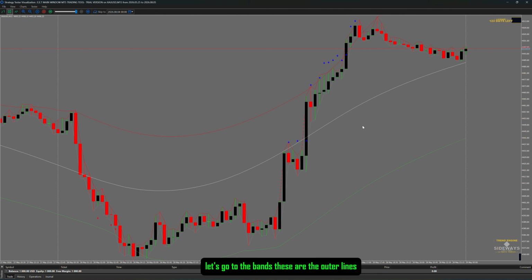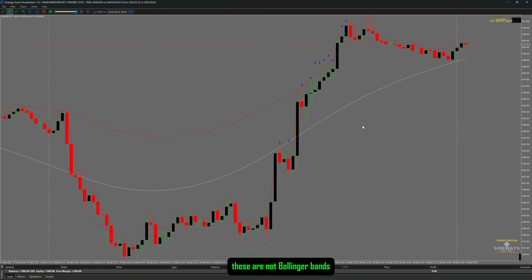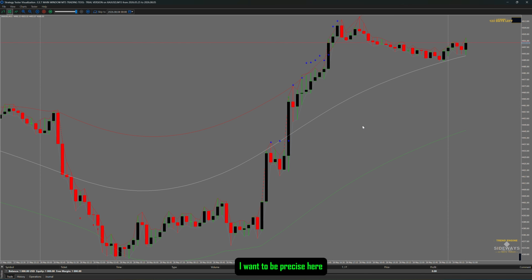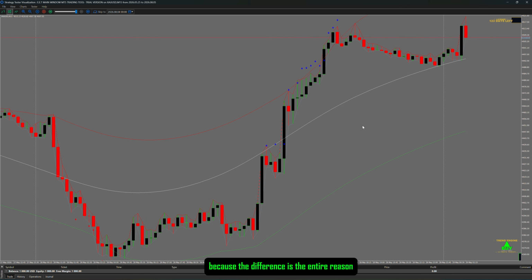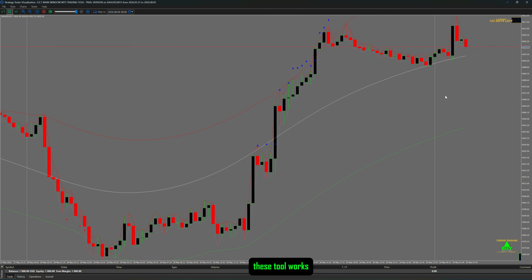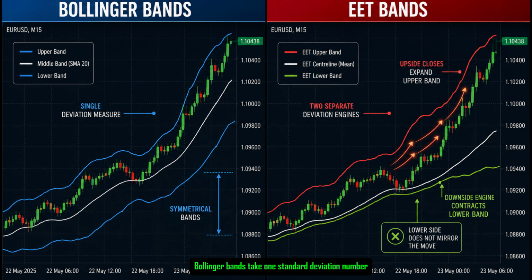Let's go to the bands. These are the outer lines. These are not Bollinger bands. I want to be precise here because the difference is the entire reason this tool works. Bollinger bands take one standard deviation number and slap it on both sides. Symmetrical, always. Price can be ripping vertically upward and your lower Bollinger band is still sitting there, mirroring the upper one, describing volatility that isn't happening.